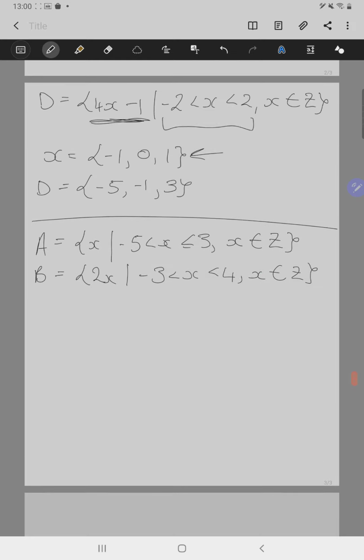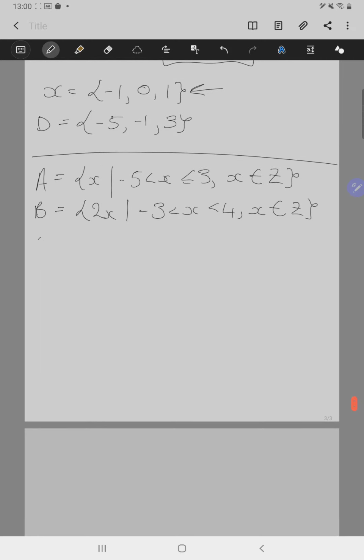And from this, they want you to find two things. They want you to find A intersection B and A union B. So when they give you a question like this, first always list the elements in both sets and then work to find their intersections, their unions, or anything else that they're looking for you to do.